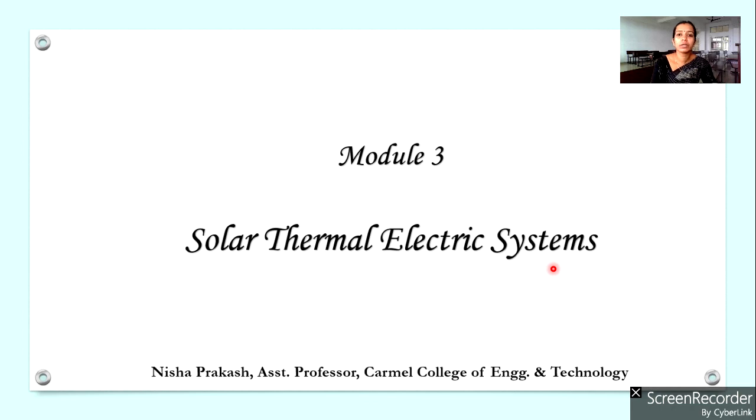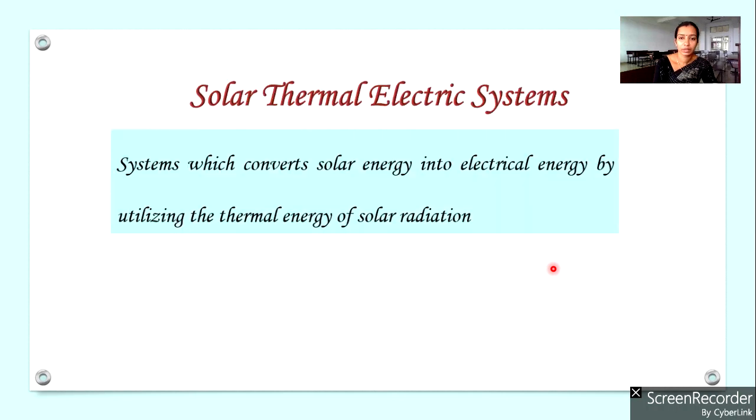So here we are going to discuss the first method, that is the solar thermal electric systems: systems that utilize thermal energy of solar radiation to produce electrical energy. So solar thermal electric systems are the systems which convert solar energy into electrical energy by utilizing the thermal energy of the solar radiation. First of all, the thermal energy of the solar radiation will be extracted, and this thermal energy can then be converted to mechanical energy or electrical energy.